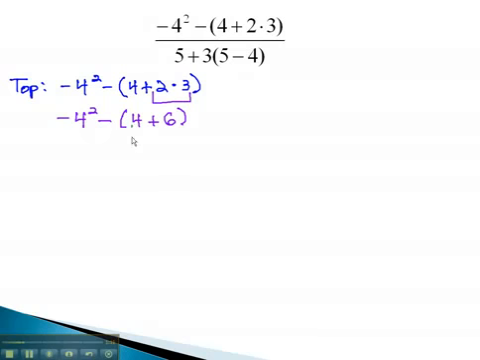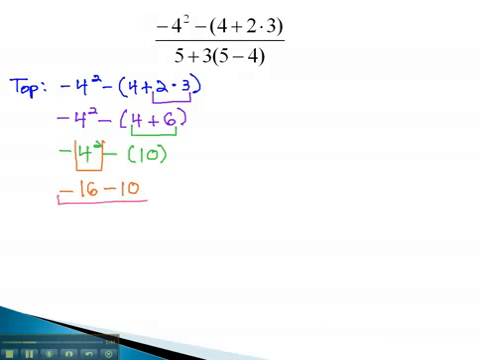Continuing in those parentheses, we simplify the 4 plus 6. So we have the opposite of 4 squared minus 10. After the parentheses have been simplified, we're ready to simplify the exponents. Notice the squared, the exponent is only on the 4, not the negative sign. Keep the negative sign and square the 4, giving us the opposite of 16, minus 10.